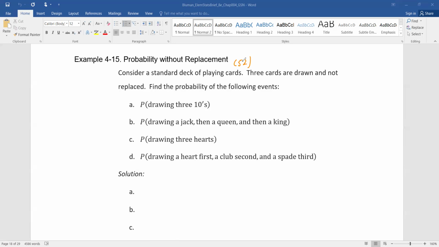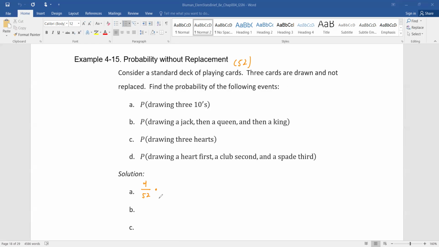We're going to find the probability of the following events. So probability of A happening: probability of drawing 3 10s. Each suit has a 10 in it, and there are 4 suits. So I have 4 out of 52. That's the first option.